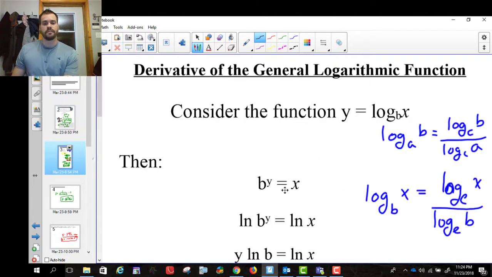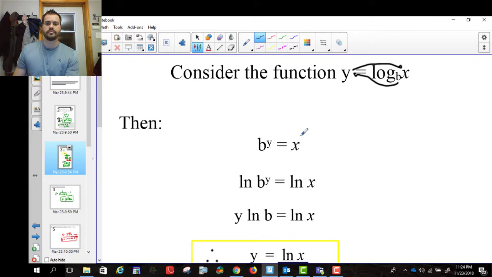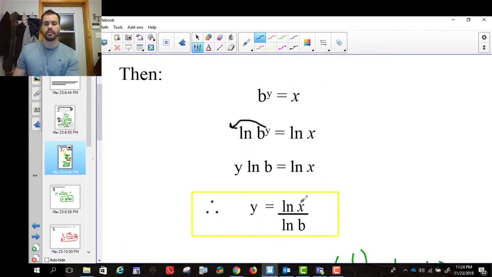The logarithmic derivative is very similar in terms of what we're going to do. We're going to try to write it as ln. So we're going to change the base. So we're going to start with b to the y equals x. Okay. Then we're going to take the ln of both sides. Then the rules for exponents say I can bring that y down. So I'm going to do that and solve for y. So y becomes ln x over ln b.